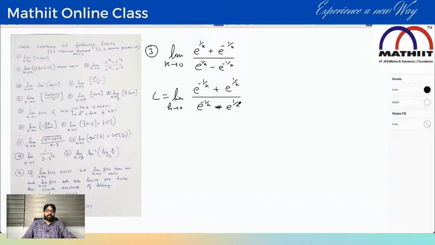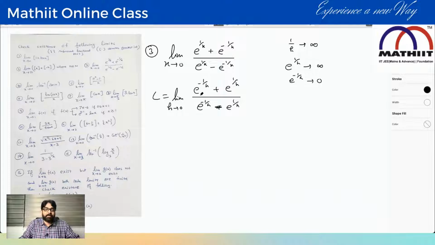minus. Is this clear? Now try to recall. Whenever h approaches 0, 1 by h will approach infinity. Am I right? And e power 1 by h will approach where? Infinity. Why so? Because e is greater than 1, and greater than 1 power infinity approaches infinity. But e power minus 1 by h will approach where? 0. Why 0? Because h is near to 0, minus 1 by h means minus infinity, so e power minus infinity will approach towards 0.